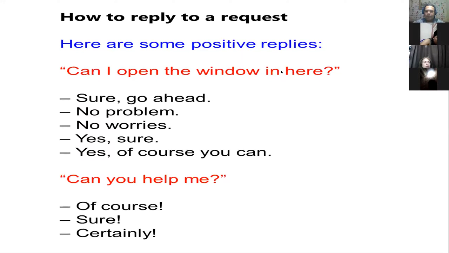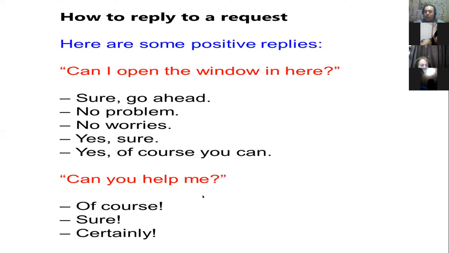Can I open the window in here? Sure, go ahead. ¿Otra posibilidad? Another possibility, Josué? No problem. No worries. Yes, sure. Yes, of course, you can, okay? Can you help me? Okay, Elizabeth, excellent. Of course. Of course, sure.